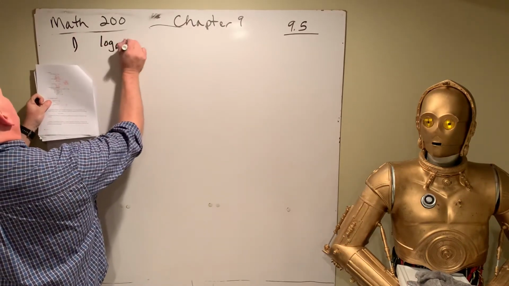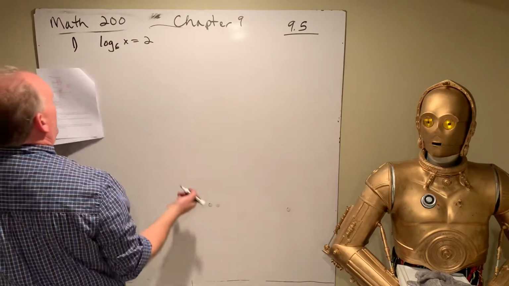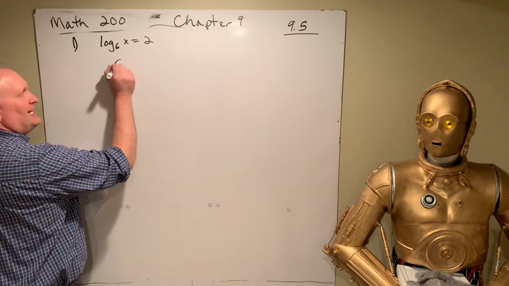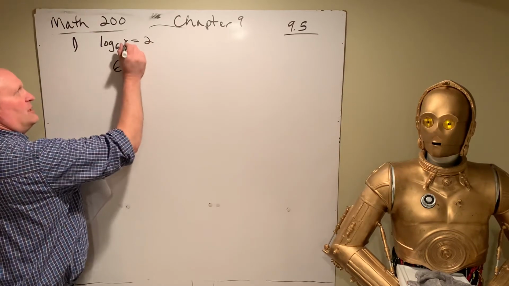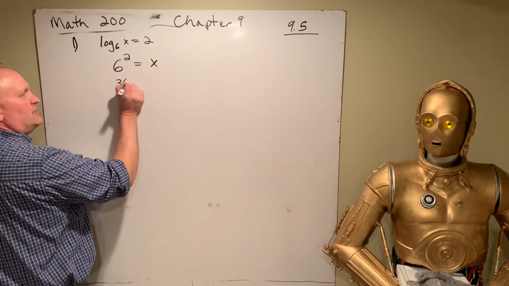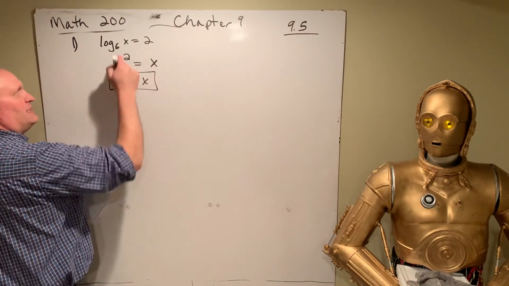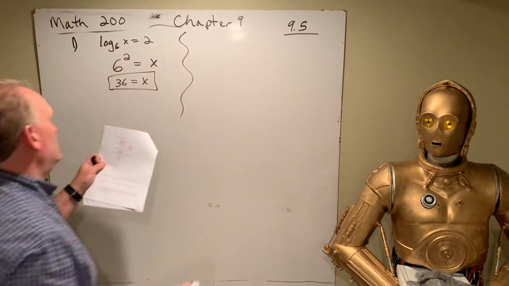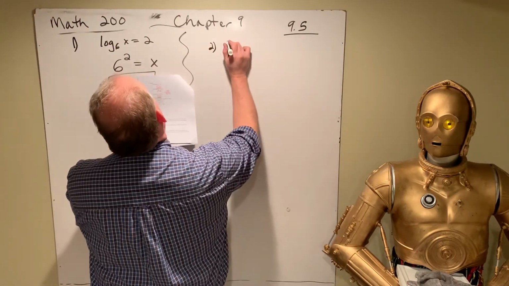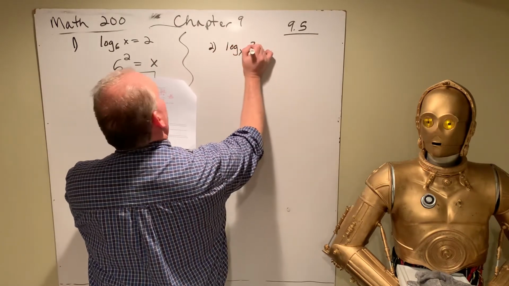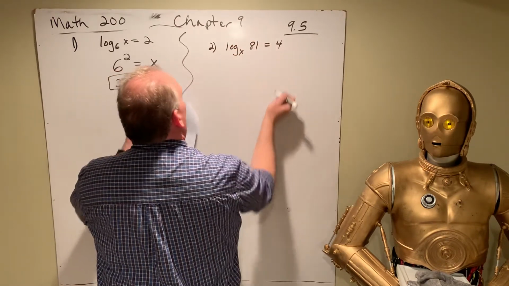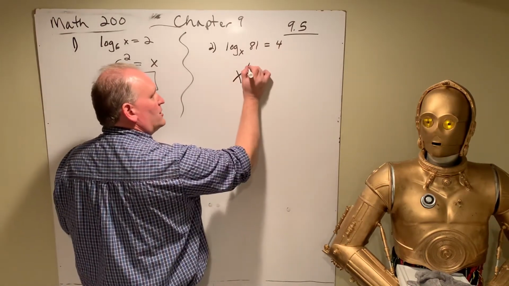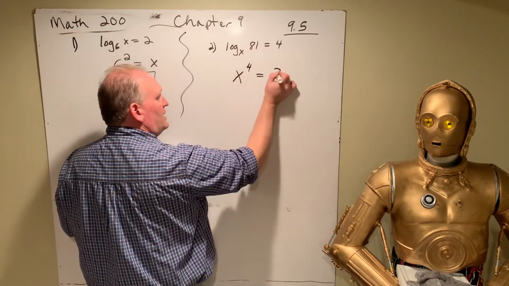Log base 6 of x is equal to 2. Solve for x. All right. So if we rewrite this, it would be 6 to that power is equal to that number. And so that's just 36. So basically we rewrote it outside of the log, and then it was easy. Let's take a look at 2. We got log base x of 81 is equal to 4. Well, what is that going to be? That's going to be x to the 4th power is equal to 81.